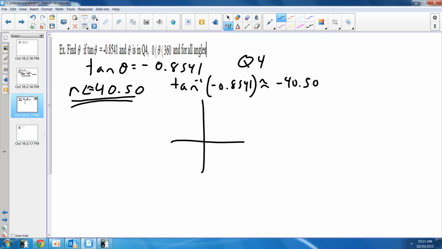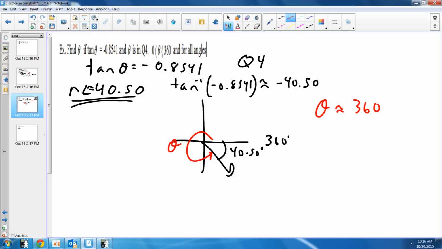Again, once you have that, you draw in the fourth quadrant, you draw in the reference angle, that becomes 40.50. Always positive again. And now the question is, this whole thing is 360 around. I really want to know what this angle is. So I have the whole, which is 360. I have a part, which is 40.50. And now I know what the other part is. So theta is going to be approximately 360 minus 40.50.